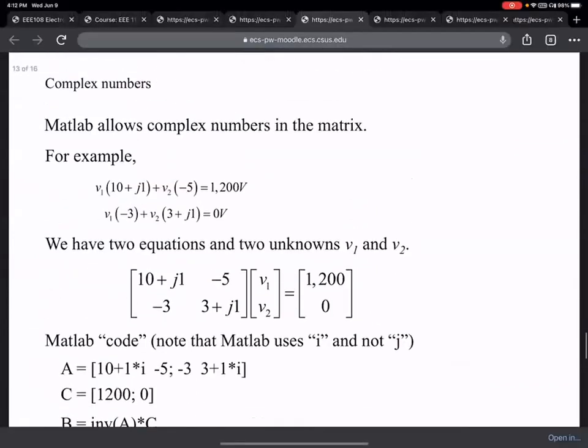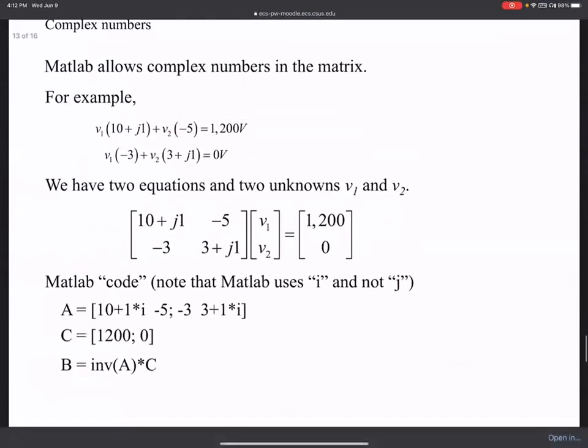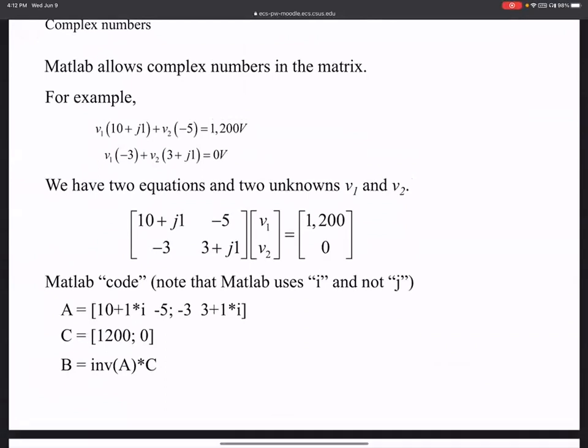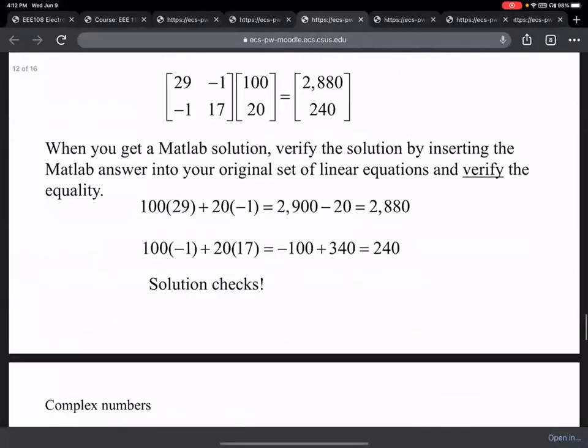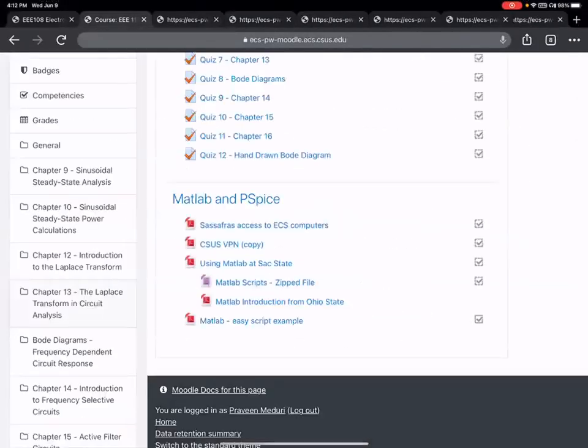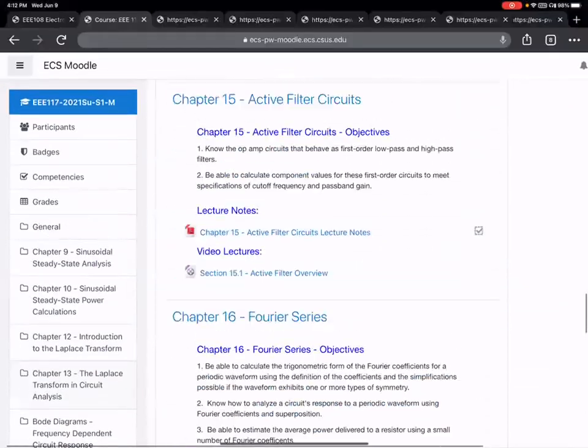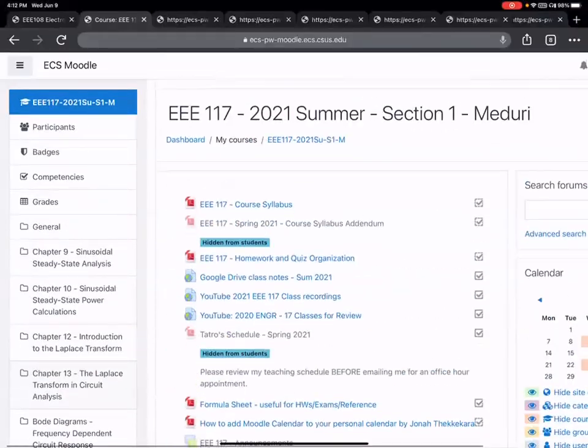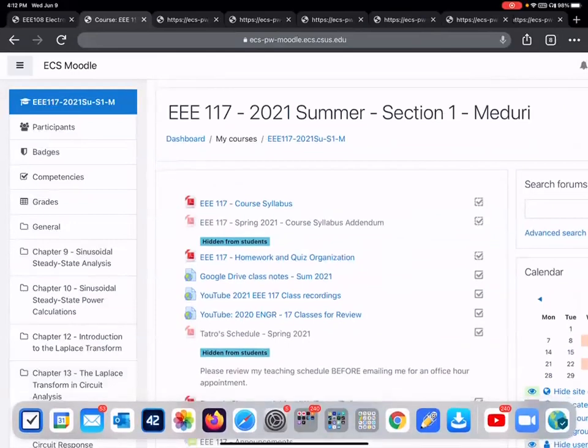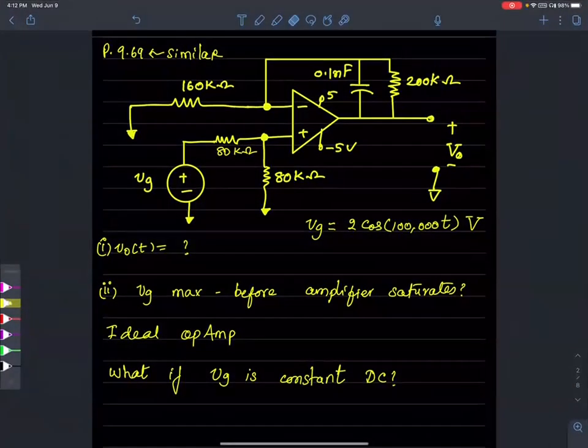I already showed you an example yesterday in the office hours on how to solve complex number simultaneous equations in MATLAB. So that's available to you as well. Before we get started on the example problems, I just wanted to mention the resources available at your disposal. All right. So let's take a look at this problem.